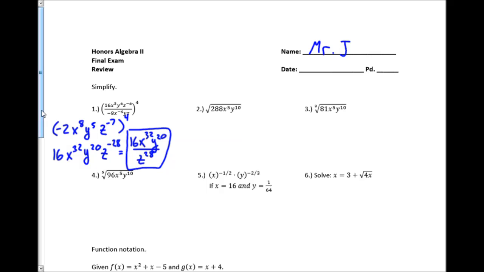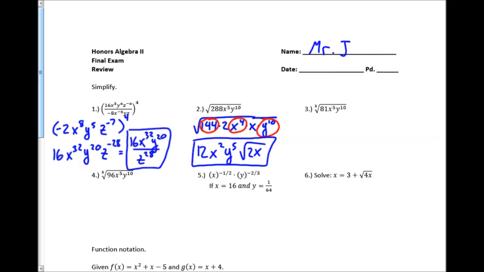looking for perfect squares. When I see this, the 288 breaks down into 144 times 2. The x to the 5th I can break down into x to the 4th times x. And the y to the 10th is already a perfect square because it's got an exponent that's divisible by 2. Now I take the square root of each of these perfect squares. The square root of 144 gives me a 12. The square root of x to the 4th is x squared. The square root of y to the 10th is y to the 5th. And I'm still left with a 2 and an x underneath my square root symbol. And that's it.